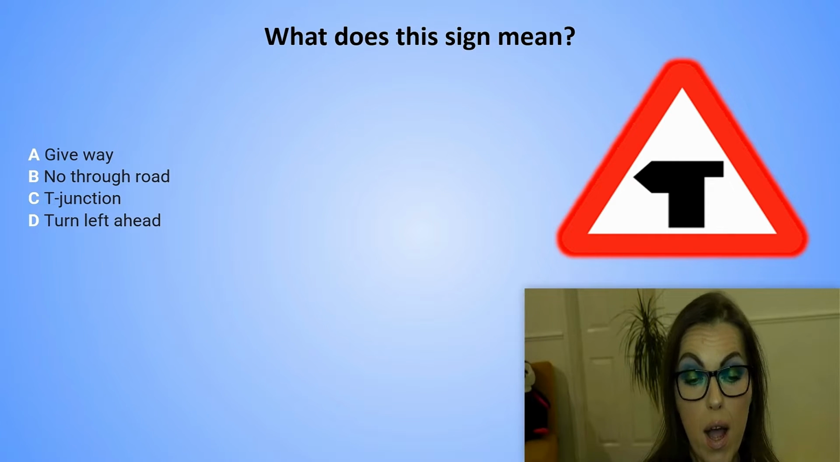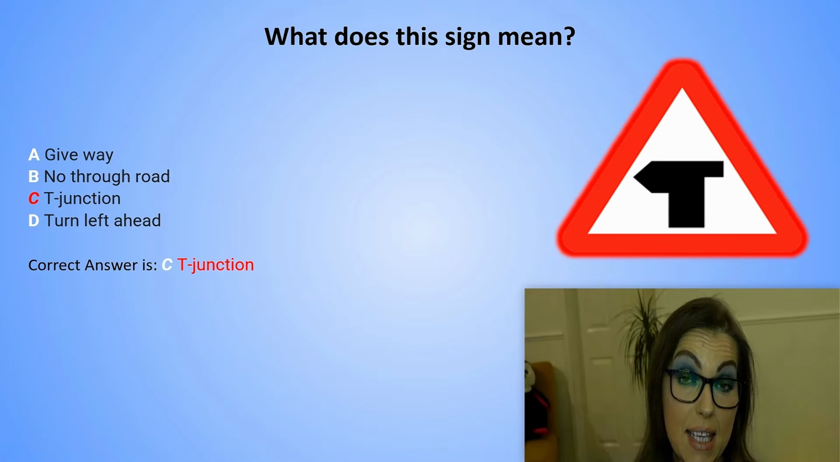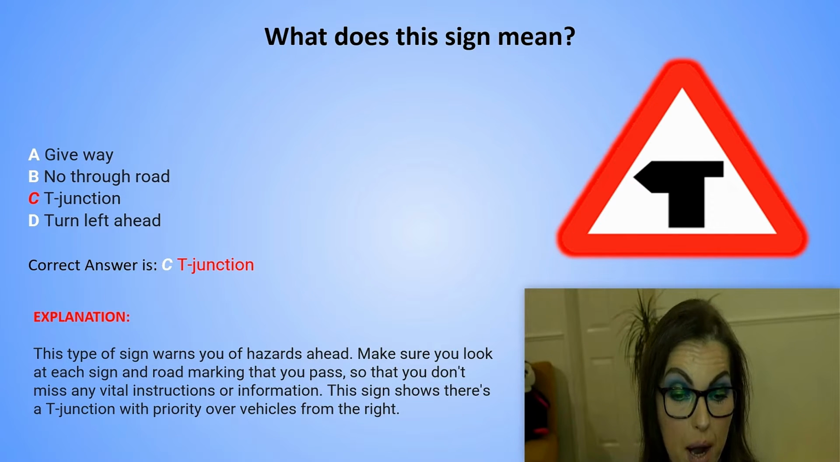The correct answer is C. T-junction. Explanation. This type of sign warns you of hazards ahead. Make sure you look at each sign and road markings that you pass so that you don't miss any vital instructions or information. This sign shows there is a T-junction with priority over vehicles from the right.